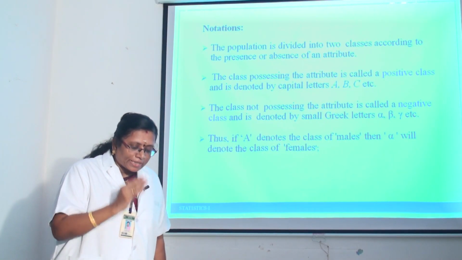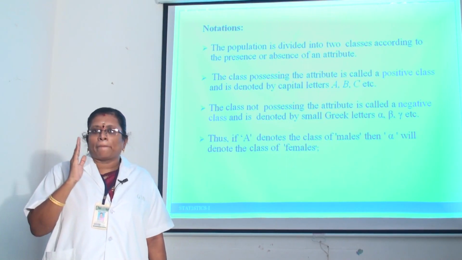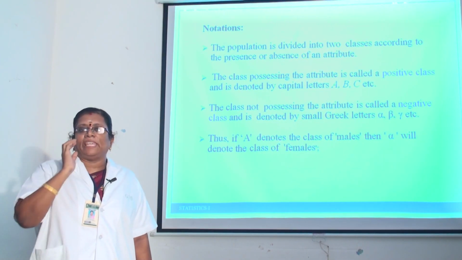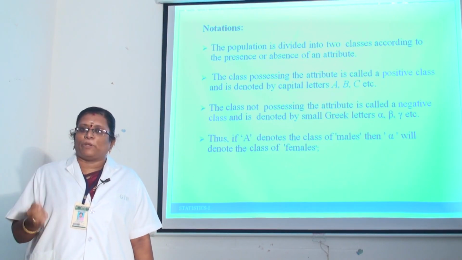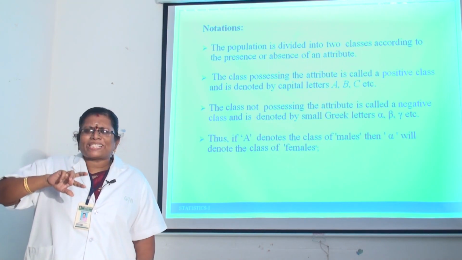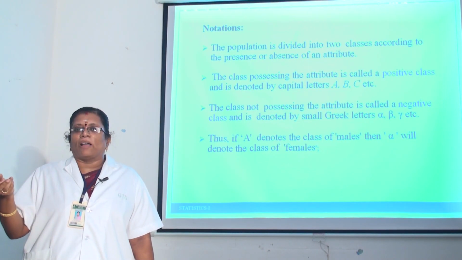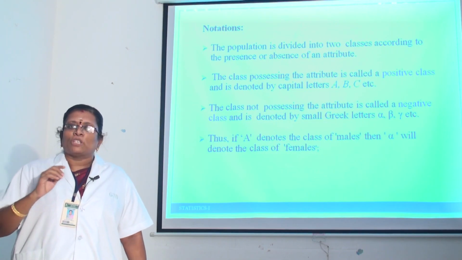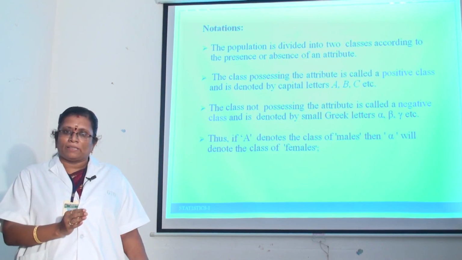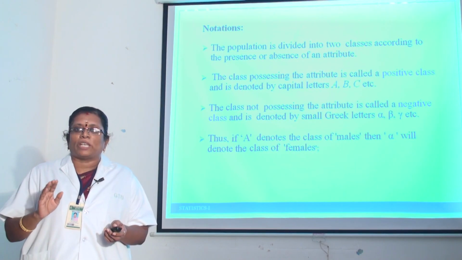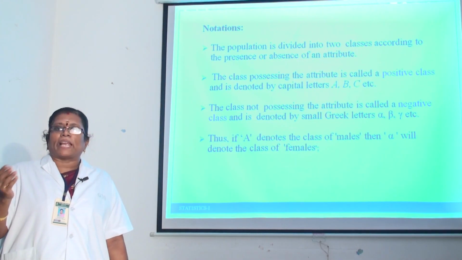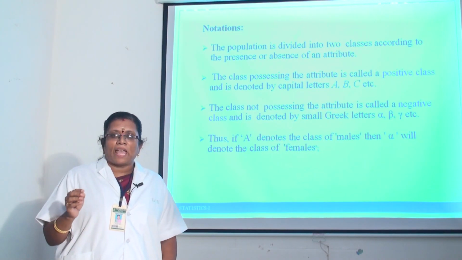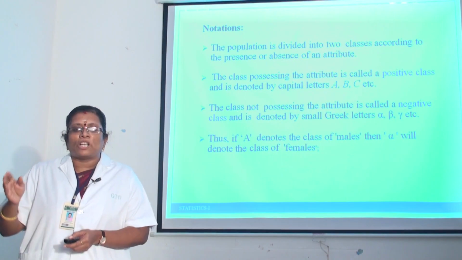So positive means we are taking it as A, B, C and so on. A person is healthy; I can take it as one attribute, that is capital A. What is opposite to A is alpha. What is opposite to B is beta. Like that we will be having. So capital A is healthy, alpha is non-healthy. Suppose B is wealthy, and I can take beta as non-wealthy.